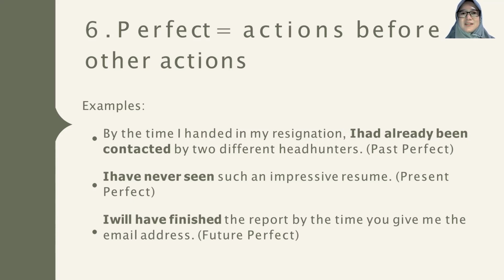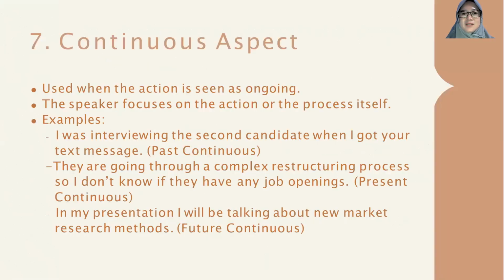Now let's see the next rule. It's continuous aspect. There are also three kinds of continuous forms. They are past continuous, present continuous, and future continuous. I know studying grammar is a bit confusing and sometimes it's tiring, but you should know at least these 8 rules for business life, because these are very important.